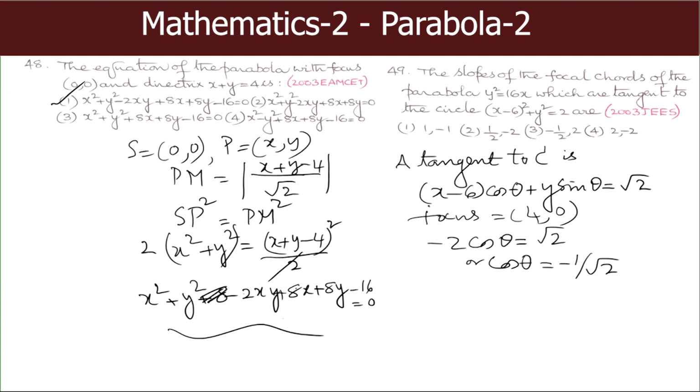What is the slope of this tangent? Minus cot theta. What is cot theta? Cos theta equal to minus 1 by √2 and cot theta is numerically 45 degrees, 1, plus or minus 1. So, what is the slope of this tangent? It is minus cot theta. Cot theta is plus or minus 1. So, minus cot theta is also plus or minus 1. The slopes of the focal chords can be either plus 1 or minus 1, which is the first option. Screening paper of the joint entrance.